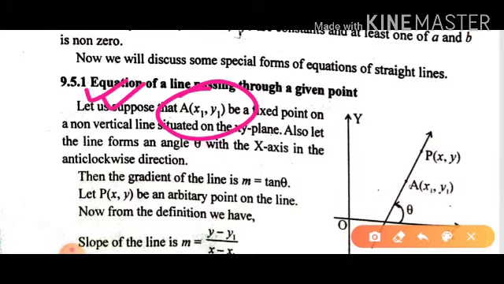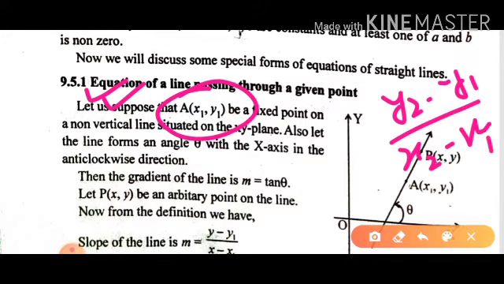How? We have learned in our previous video that we can find the gradient of a line when 2 points on the line are given, say (x1, y1) and (x2, y2). We had m = (y2 - y1)/(x2 - x1). It was like this. Now we'll take the same concept here.